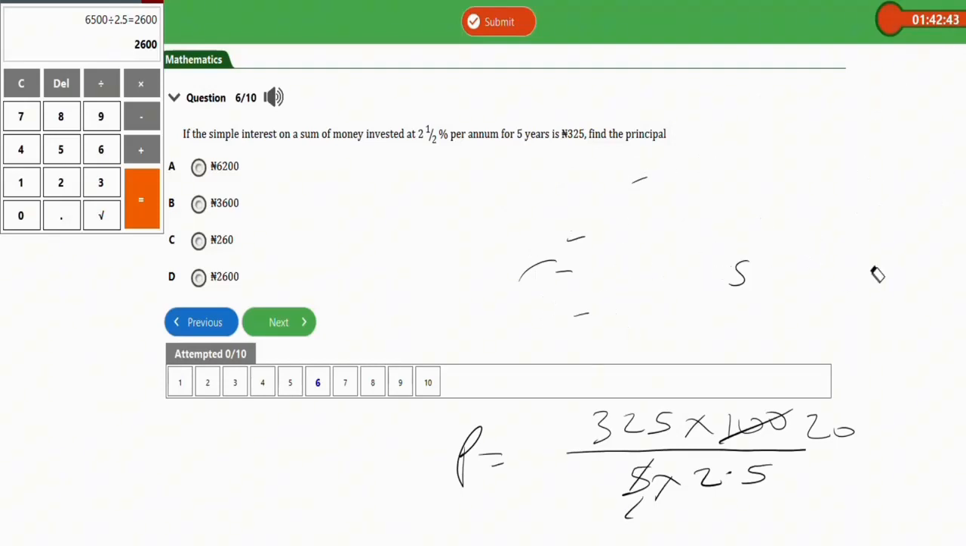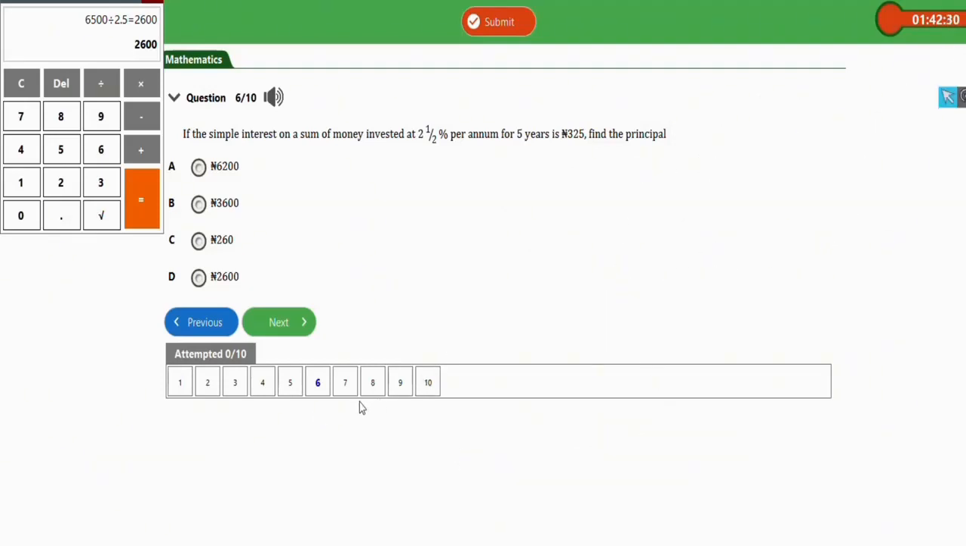This should be the fifth question. It says the simple interest on 8,550 naira for 3 years at X% per annum is this. Calculate the value of X to the nearest whole number. We're looking for the rate, guys.